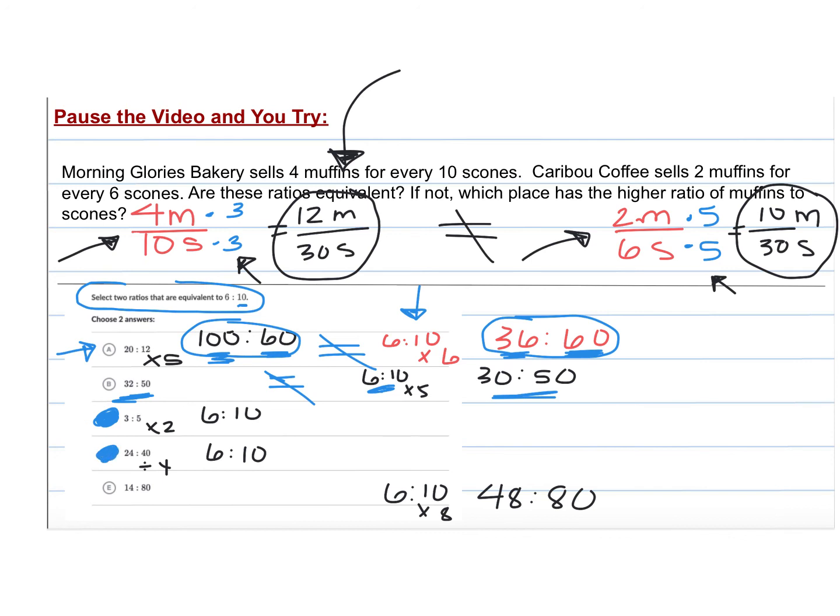And then 14 to 80, I can just take 6 to 10, my original ratio, multiply it times 8 so that I get 80 in my second part. If they both have 80 but different first parts of the ratio, sorry, I worded that weird. We have 14 and we have 48, so therefore they are not equal.